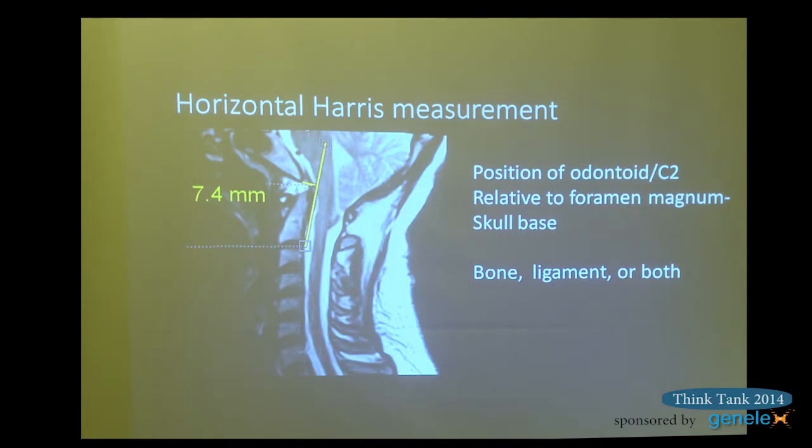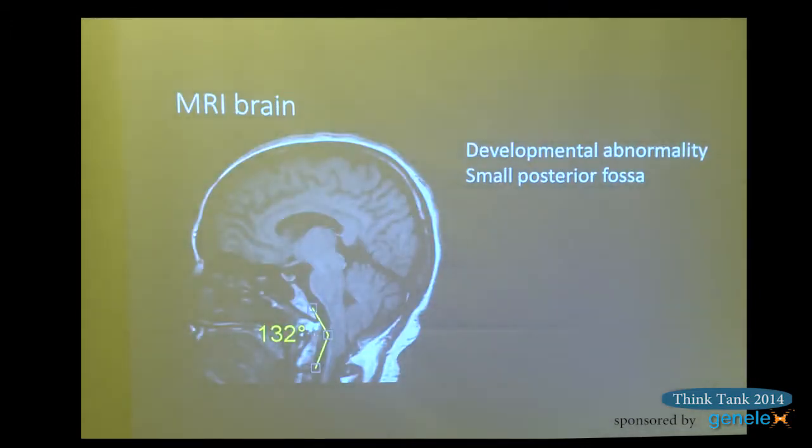Horizontal Harris measurement is the distance between the back of the base of skull, foramen magnum, and a line drawn perpendicular to C2. That's also an indication of how much space is available. In this person, it's the same issue. She's got a small posterior fossa, which results in the posterior part of the brain, the brainstem and the cerebellum, being compressed and pushed through the skull base, pushed through the foramen magnum.